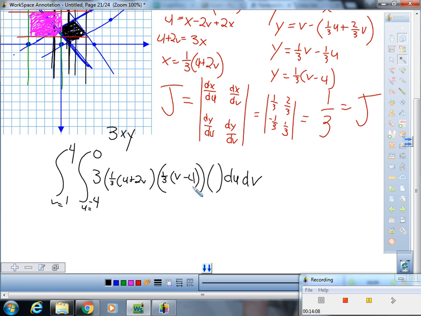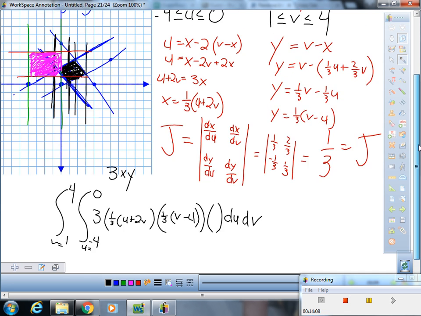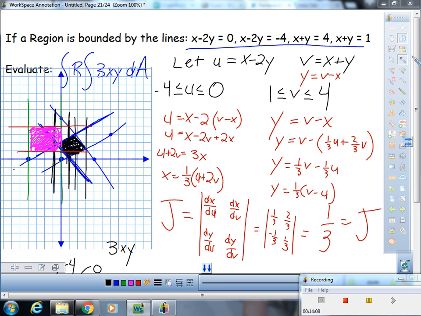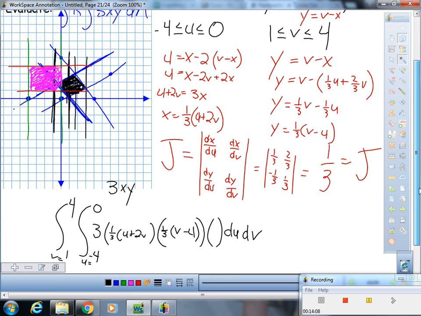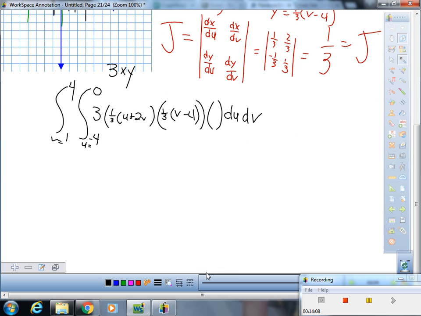Okay, that 3xy was from our original problem. So let me scroll back up to the top, Sabrina. Remember this? Evaluate this region over this function. No problem. Got it? Okay, what have we not included yet? Our Jacobian. What is our Jacobian? 1/3. Yes. Thank you. All right, we good?